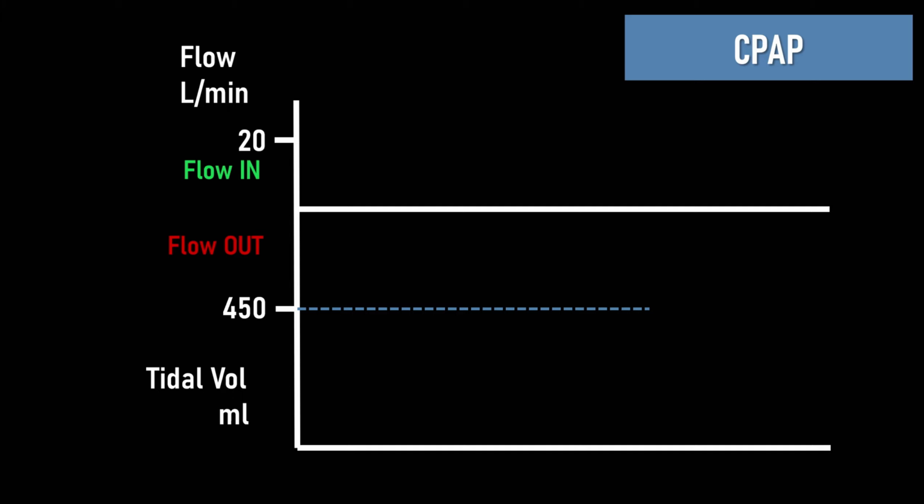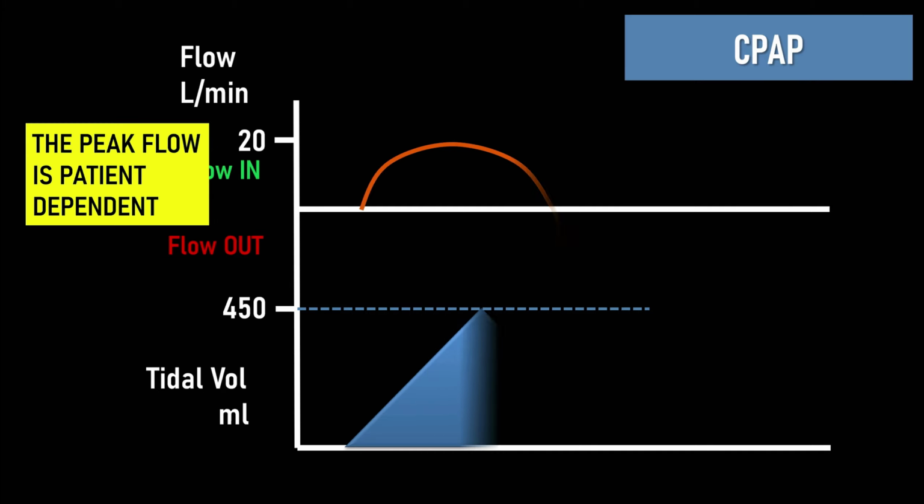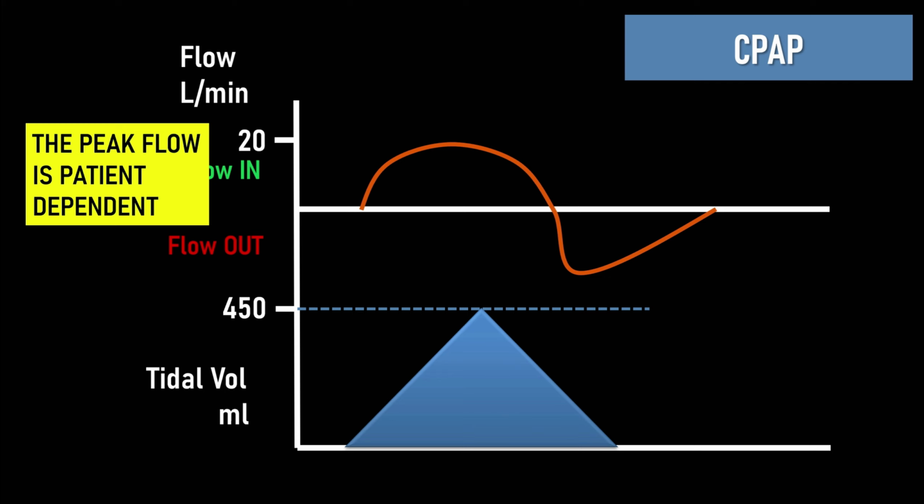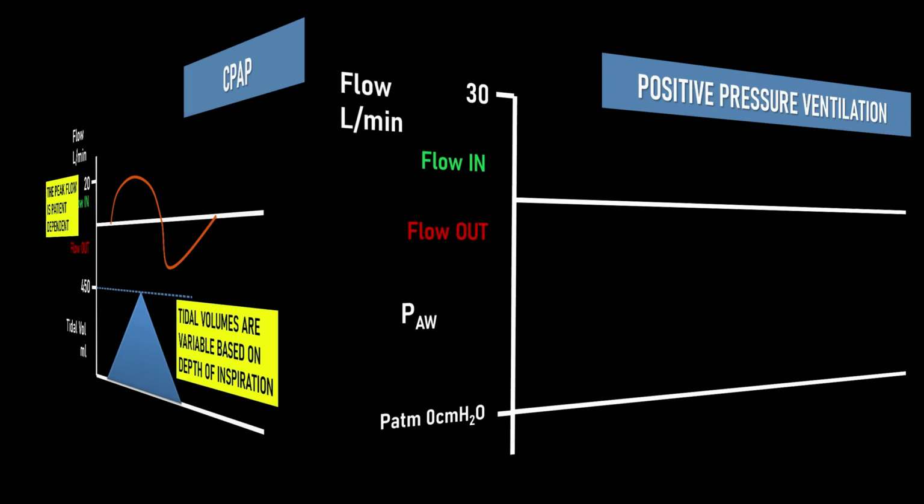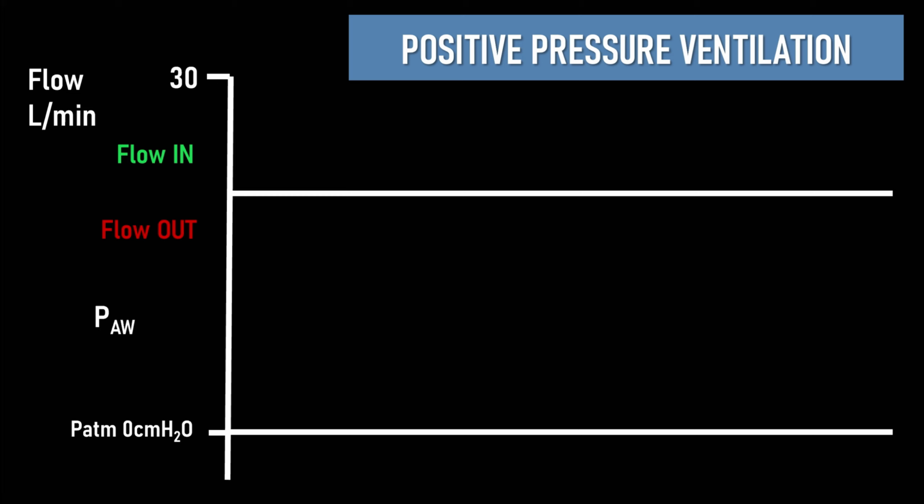On CPAP, flow is proportional to patient effort. That is the negative pressure ramp, and the tidal volume is variable based on the depth of inspiration. Positive pressure ventilation involves pressurizing the airway during inspiration. We usually build the breath from a foundation of CPAP, but in positive pressure ventilation, this is known as PEEP. The PEEP is needed to maintain functional residual capacity. If you don't use it, you tend to lose lung volume.